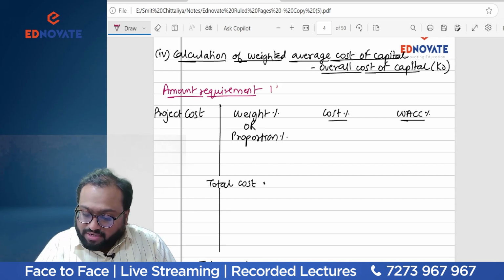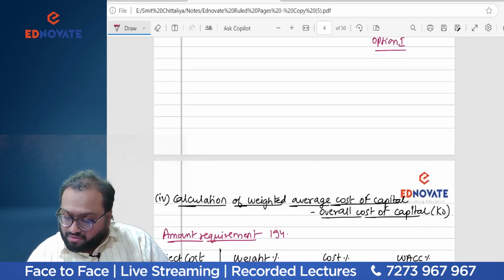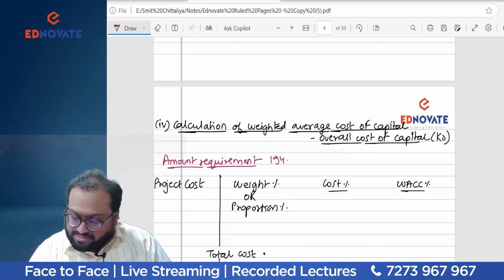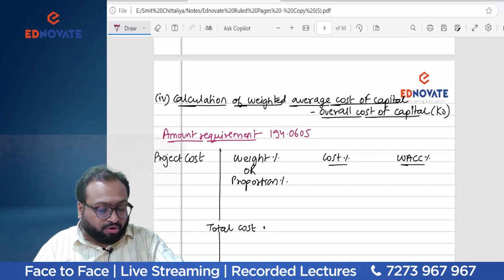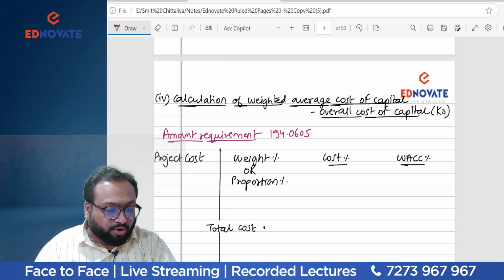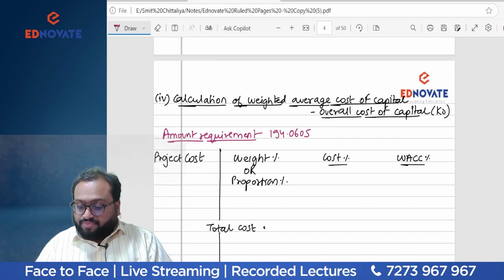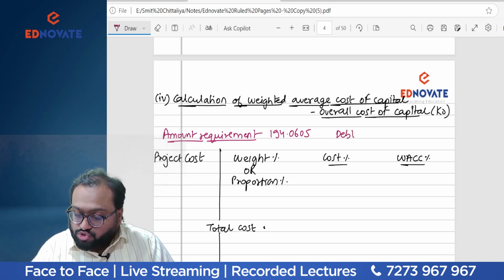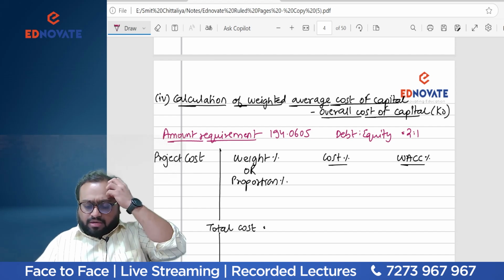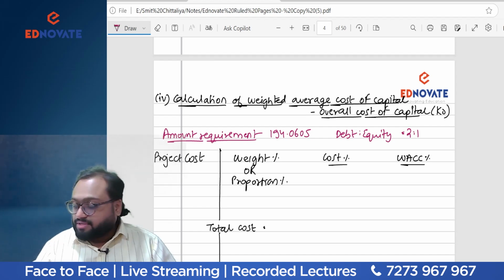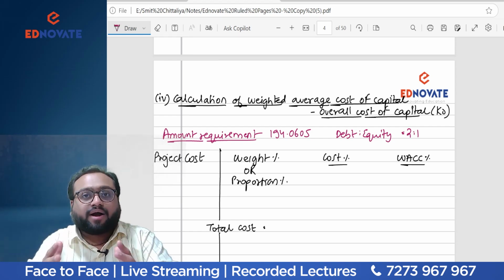My amount requirement is 194.0605. Am I right, boys and girls? Yes, sir. Your amount requirement is just 194.0605, and I have to keep debt to equity as 2:1.